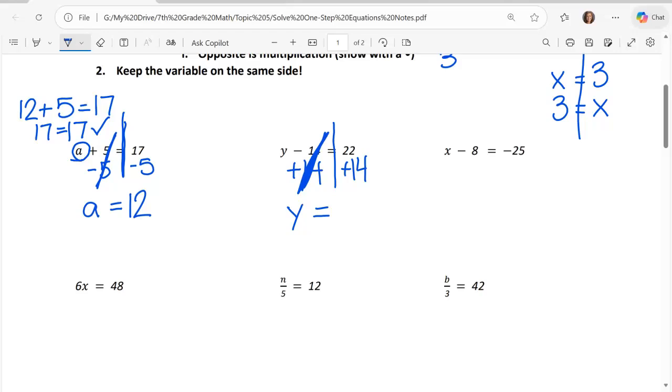And then on the right-hand side, I have 22 plus 14. That would give us 36. So we're saying that this y up here is equal to 36.